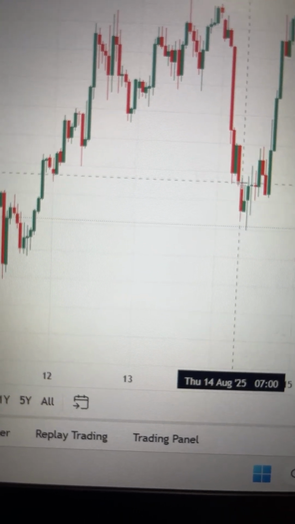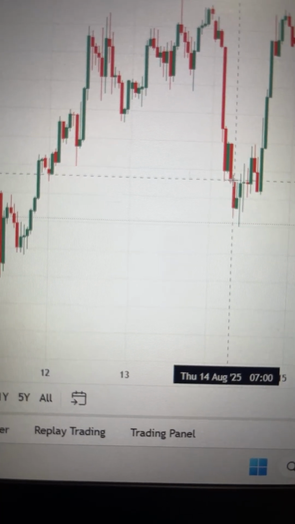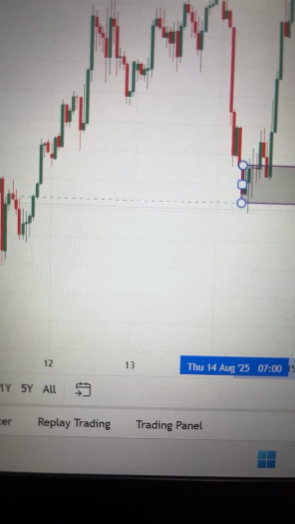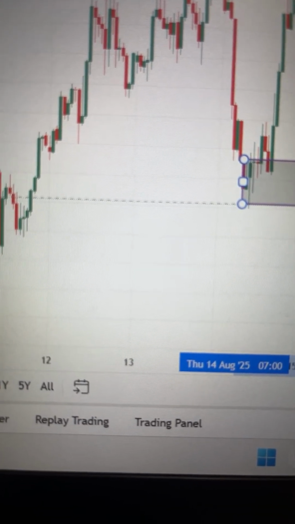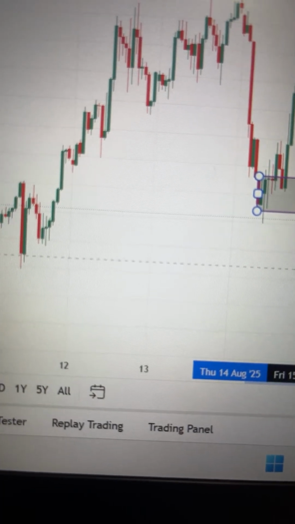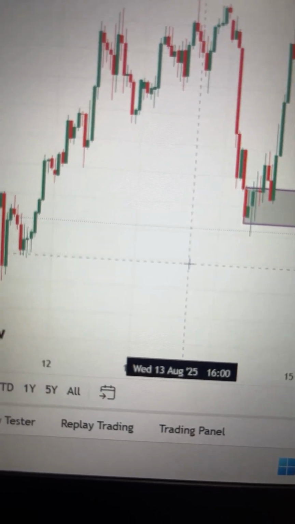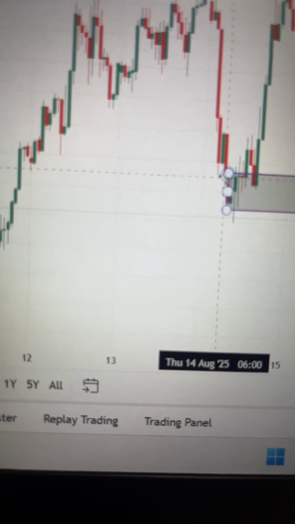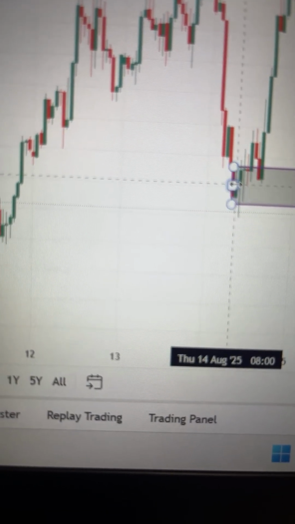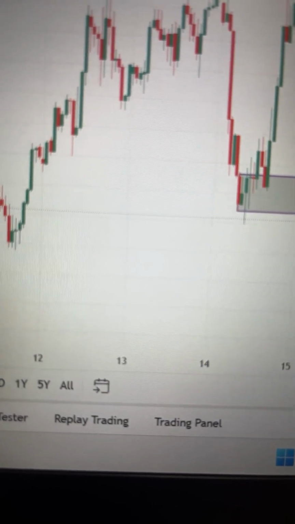As I said, you begin from the high of it and then to the low, marking it out like this. And the second candlestick closed above the previous one, so it's valid.